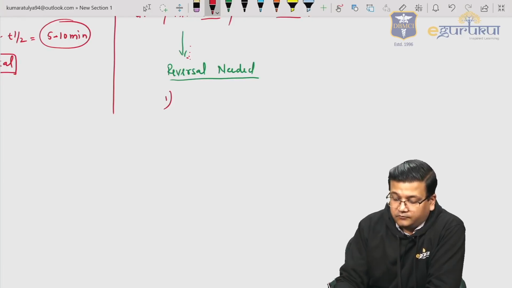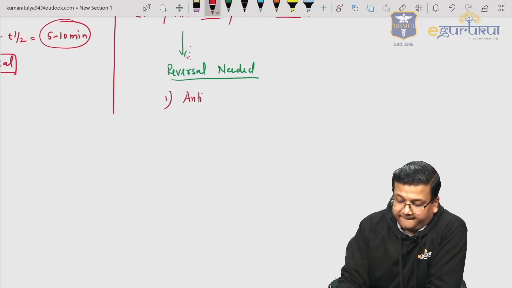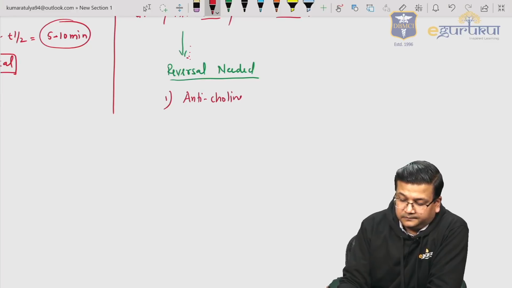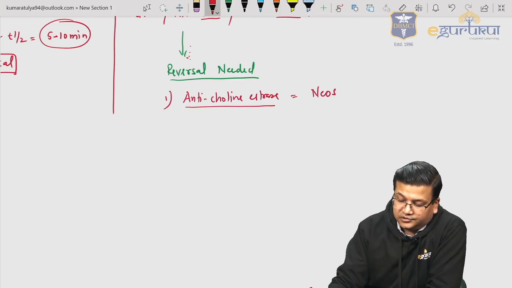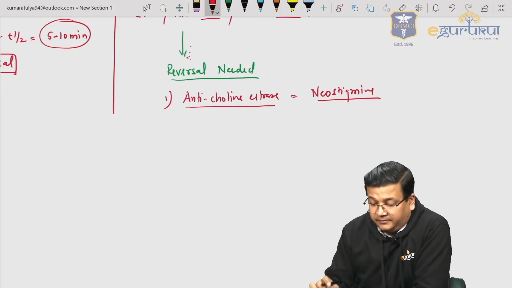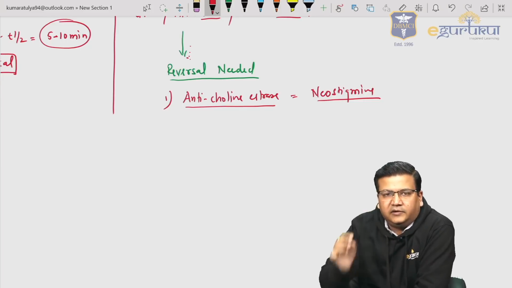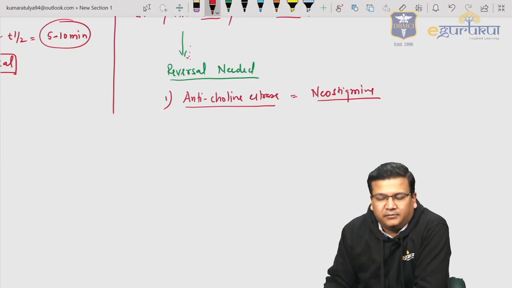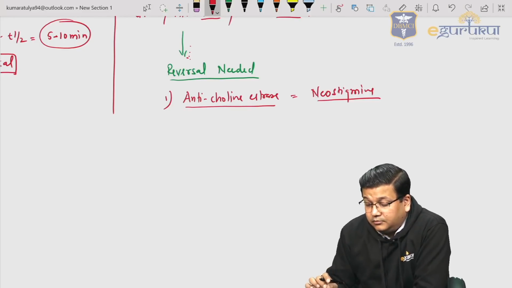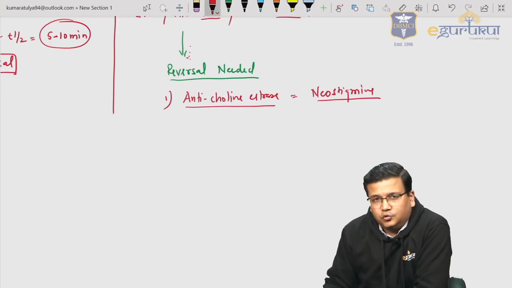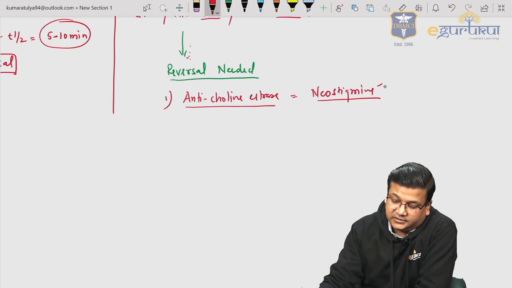Number 1, anticholinesterase drugs, I hope you can recall, like neostigmine. They will inhibit acetylcholinesterase or true cholinesterase in the synapse. The level of acetylcholine will go up, and acetylcholine will act on the NM receptor, not the muscle relaxant. So that is the mechanism. Neostigmine-like drugs can be used to reverse their effect. I think that is the answer to this question.